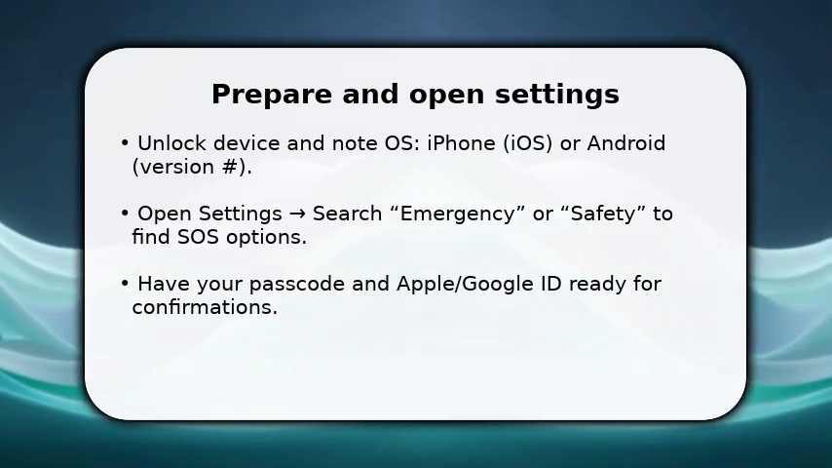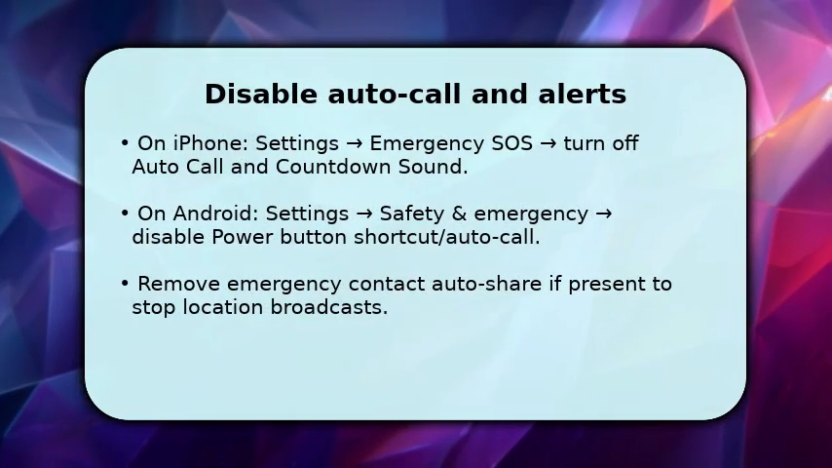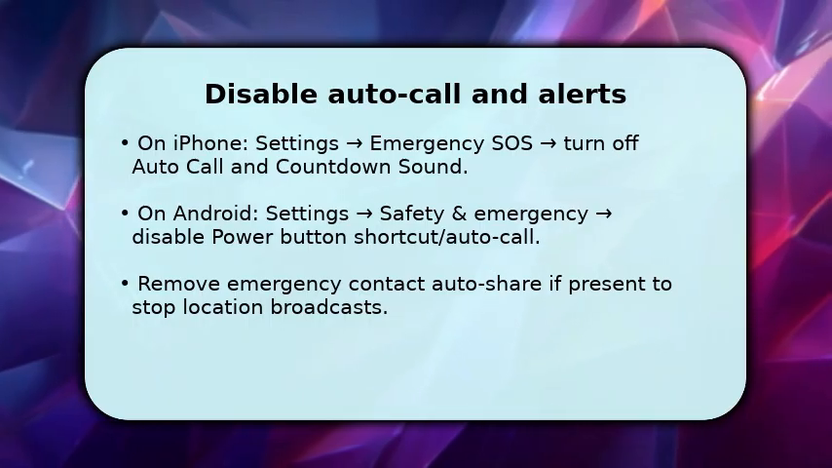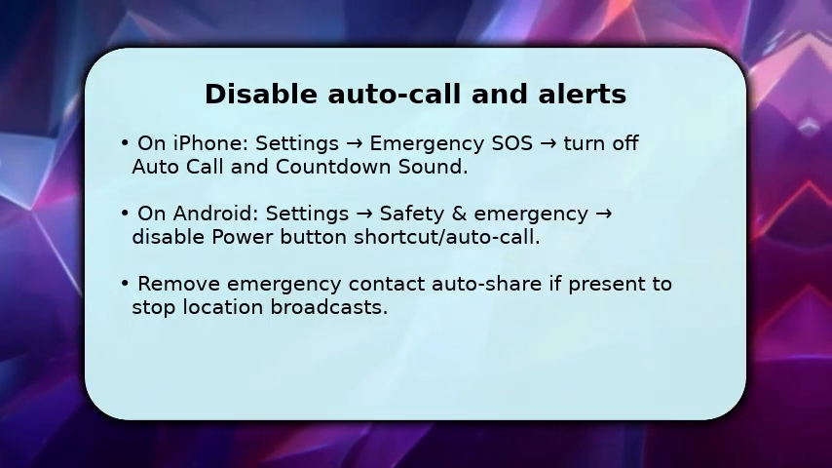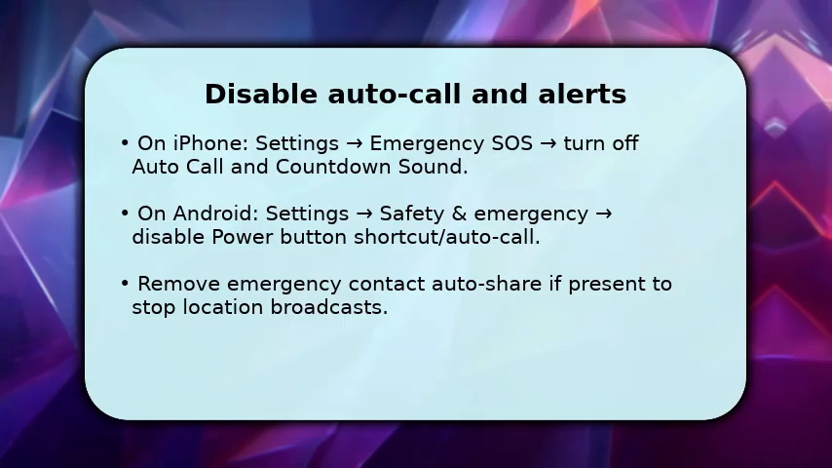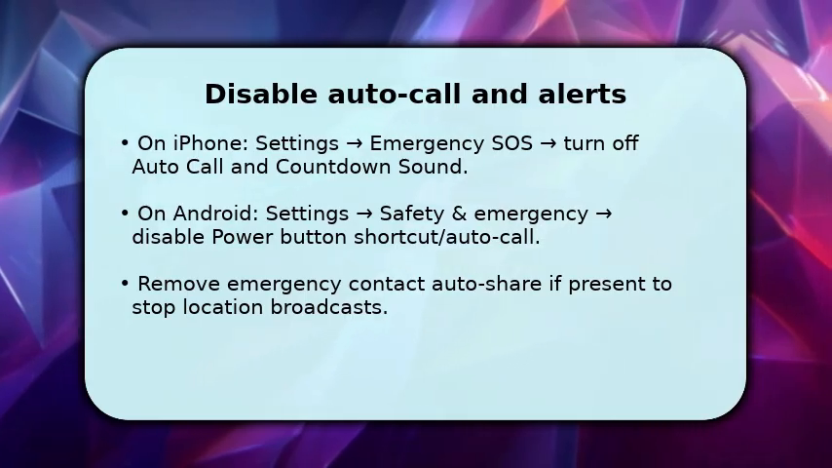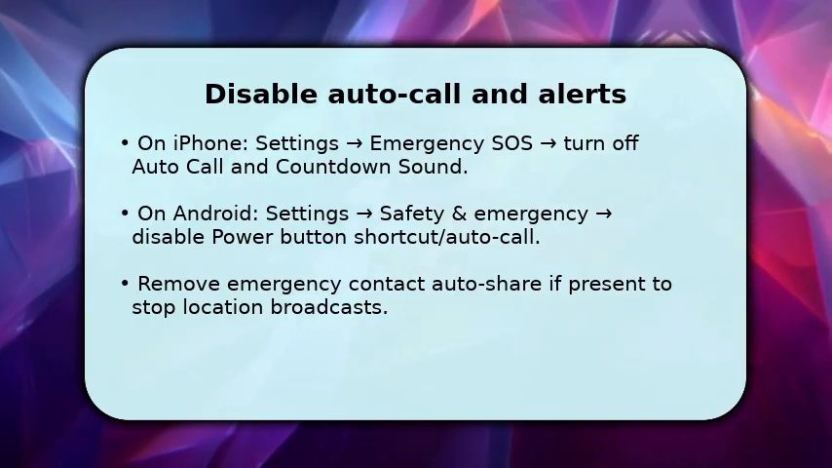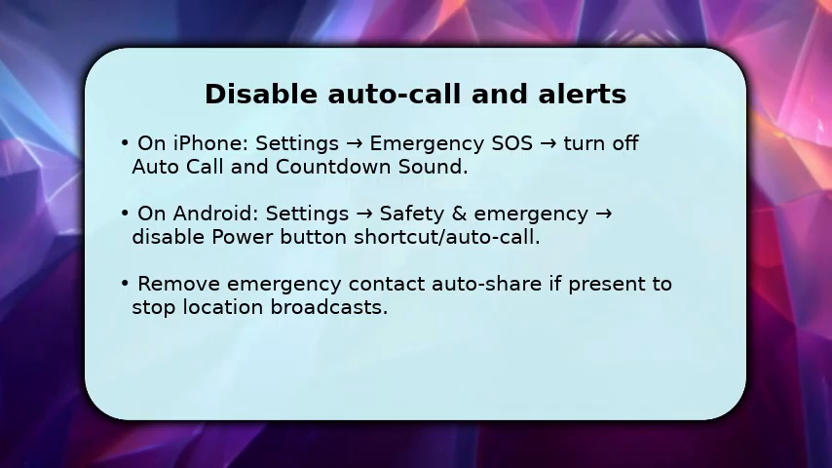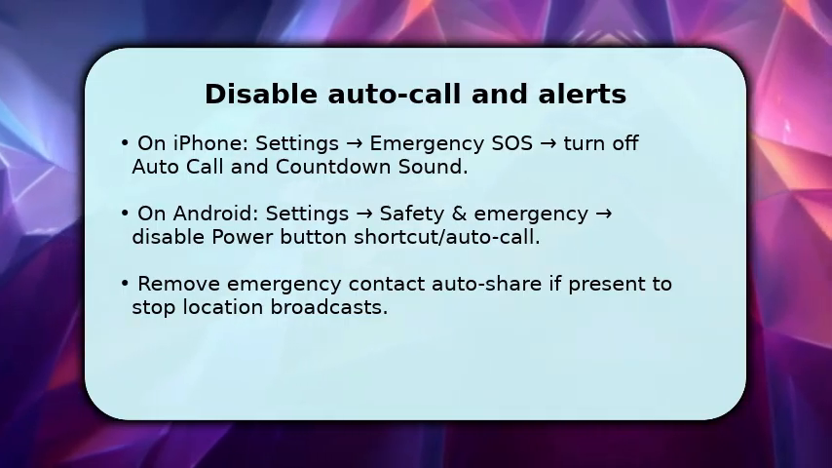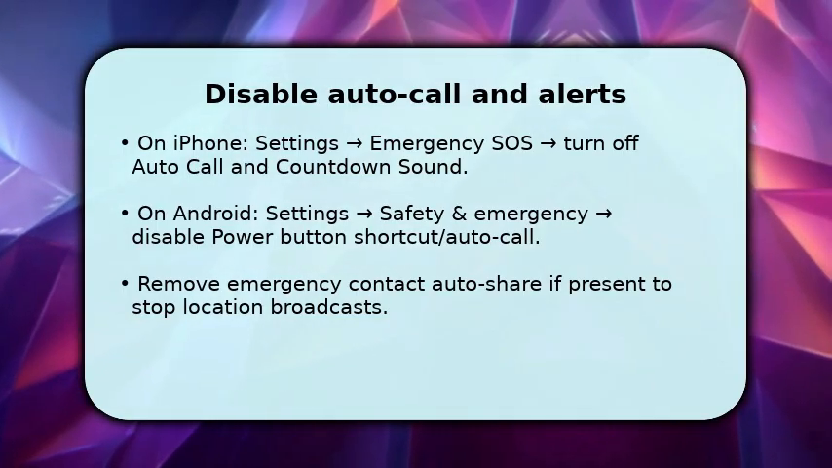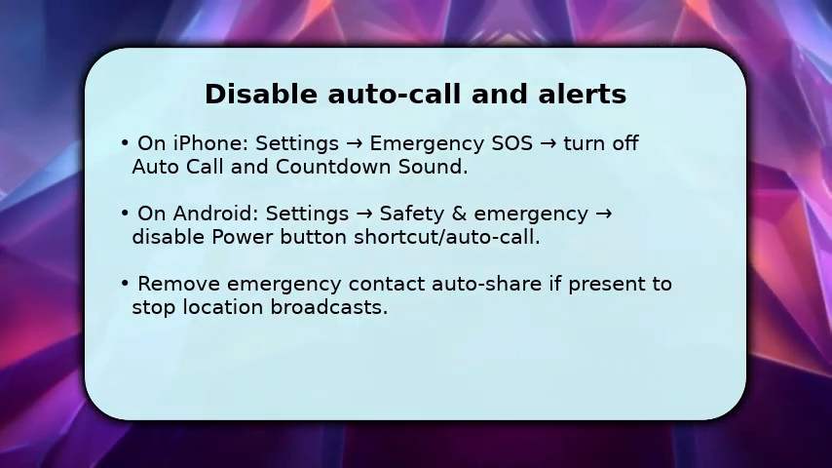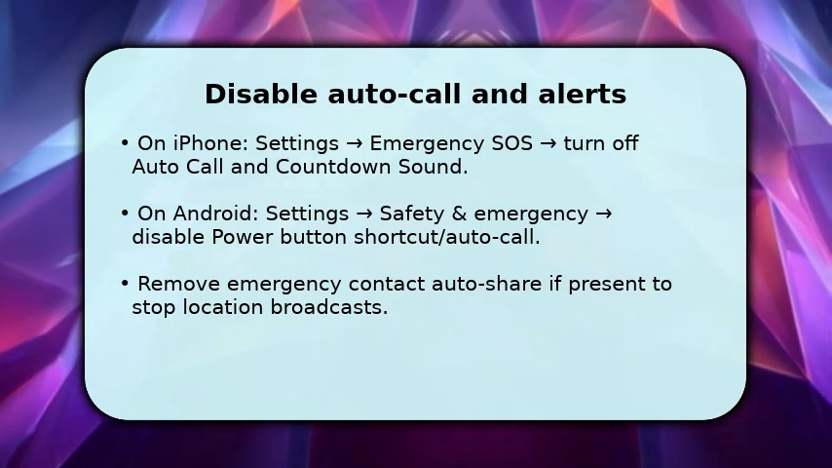Don't skip this step. You now turn off the automatic triggers that make the SOS call. On iPhone, tap Emergency SOS and flip off Auto Call and Countdown Sound so the button sequence won't dial 911 automatically. On Android, go to Safety and Emergency and disable the power button shortcut or auto call feature. Exact labels vary by manufacturer, but the concept is the same. Also, make sure Auto Share or Emergency Contact Location Sharing is turned off so your location isn't broadcast inadvertently.